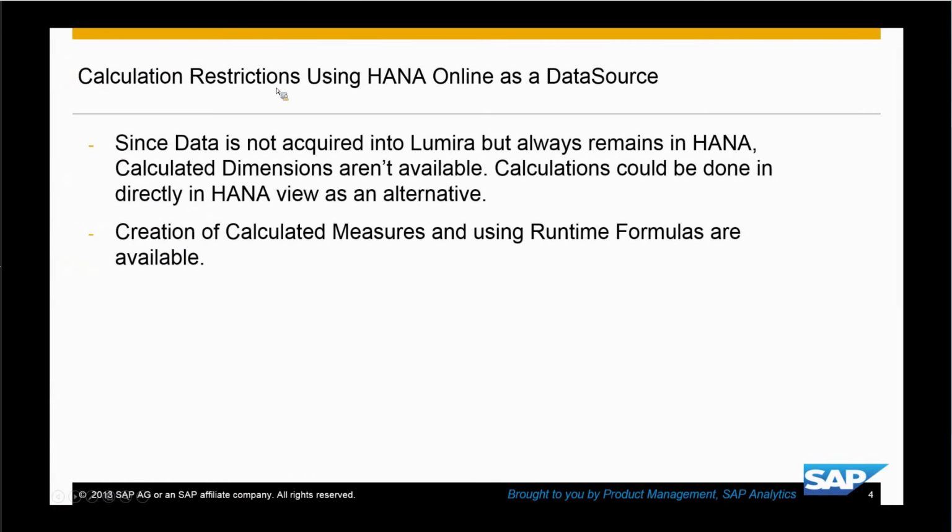So if you are using HANA Online as a data source, since the data is not acquired into Lumira but always remains in HANA, the calculated dimensions aren't available. So you'll actually see them grayed out. The reason for this is because the data hasn't been acquired into Lumira. It's still sitting in HANA. So what you could do, if you require things on a per row basis, is do the calculations directly in the HANA view as an alternative. However, you still have the ability to create the calculated measures, which are the aggregated measures, and the runtime formulas are available. You just can't do it on a per row basis.